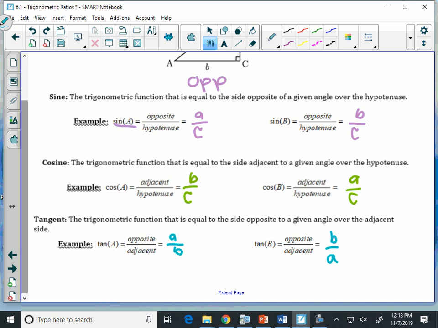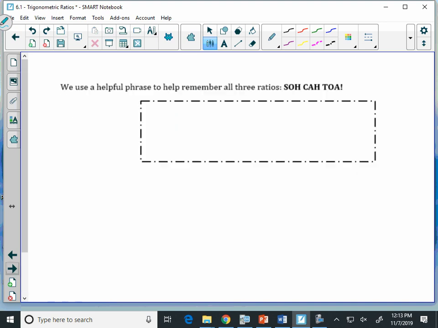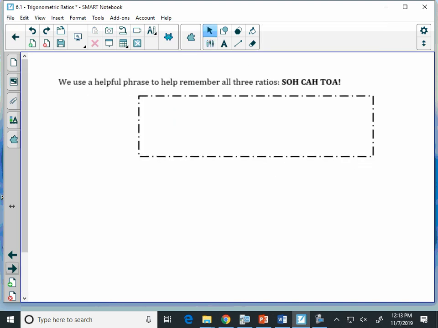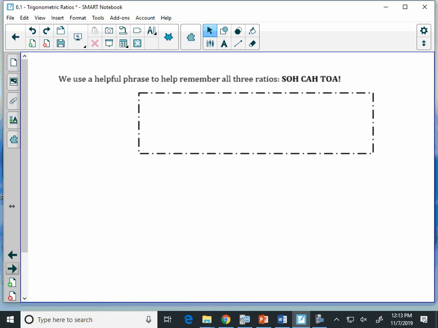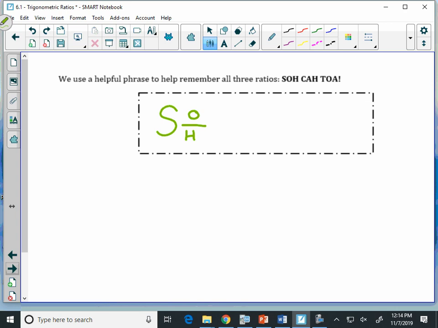Okay. If you look at that box at the bottom, there is a helpful saying that we can use to remember these ratios called SOHCAHTOA. Okay? How I like to write SOHCAHTOA, where it comes from and what it means. S stands for sine. The ratio for sine is opposite over hypotenuse. So I like to make a little mini fraction and put O over H. So, opposite over hypotenuse. C stands for cosine.